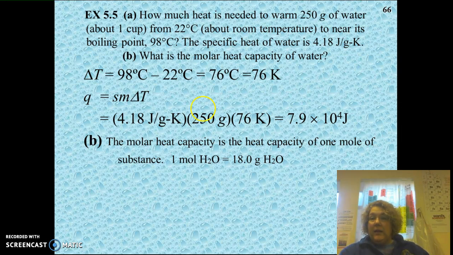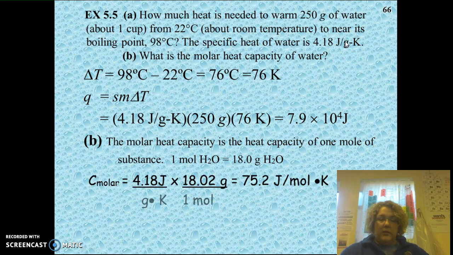Do we need to multiply or divide by that 18? I'm going to take the 4.18. Should I multiply by the 18 grams or divide by the 18 grams to cancel grams and convert it to moles? Well, because grams is on the bottom, we're going to need to multiply by it. So there's my specific heat capacity. I'm wanting the molar heat capacity, so I simply convert my grams to moles. And so instead of 4.18 joules, it's 75.2 joules per mole per degree Kelvin.